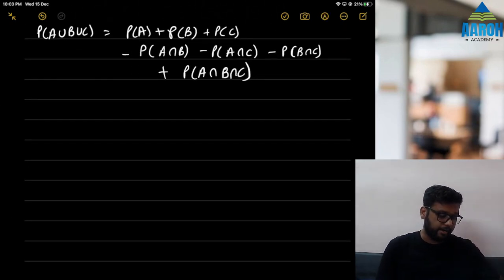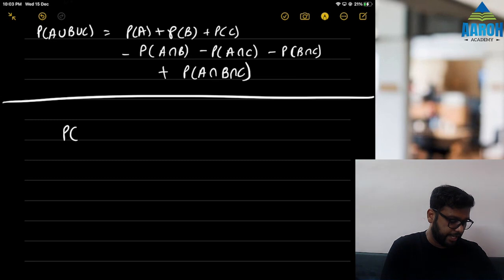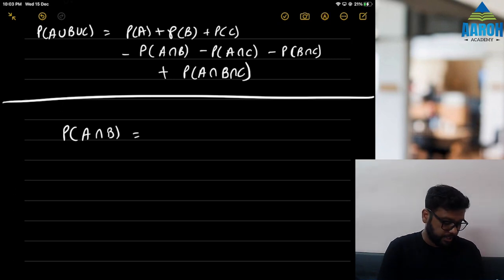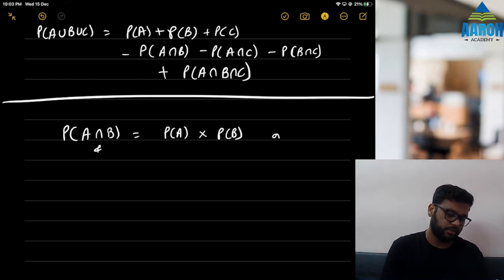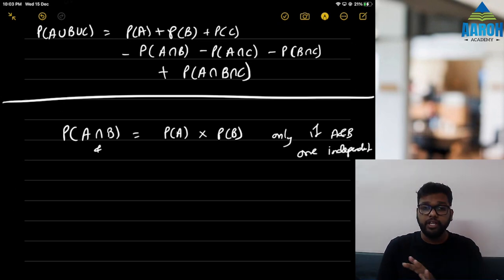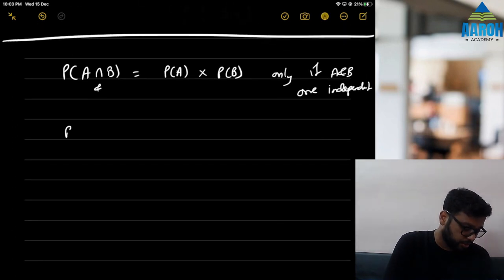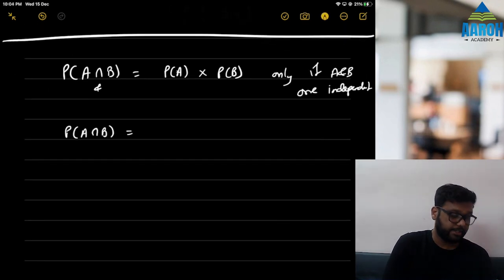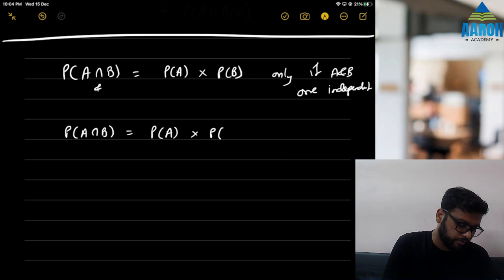Now let's go to the rule of AND. If we have P of A and B, that is A intersection B, then AND means multiplication. So P of A into P of B, but only when independent. Correct. Only if A and B are independent. If they are not independent, that means either A is dependent on B or B is dependent on A. So it is either P of A into P of B given A, or P of B into P of A given B.